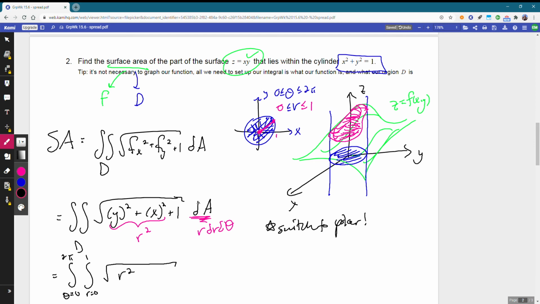So inside our square root, we have r squared plus 1. And then outside, we get the r dr d theta. And so here we can do a u sub if we'd like. We can carry that out with our inside function here. u equals r squared plus 1. Then du is 2r dr, and let's see, we see r dr, and so let's move the 2 over as 1/2.